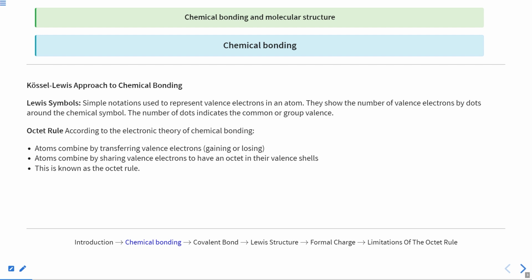So to gain that electronic configuration, what do we do? First of all, we can transfer the valence electrons, either by gaining or losing. So first is transfer, meaning complete transfer. Not like transfer is going on where you are giving half of the share, okay.